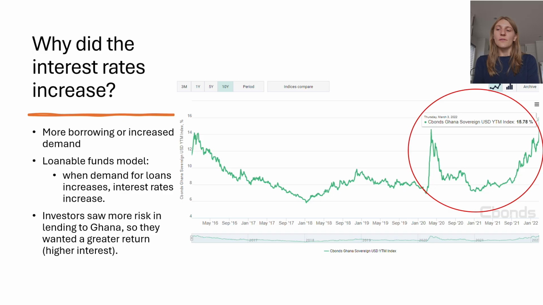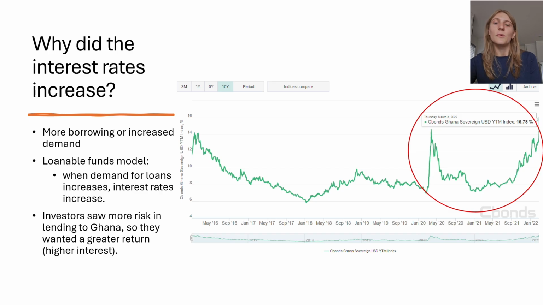So the government demand increased, as Ghana's government borrowed really heavily from global investors, and then this increased the demand for loanable funds in the market, which caused the demand curve to shift right. In the loanable funds model, when demand for loans goes up, then the interest rate also goes up.